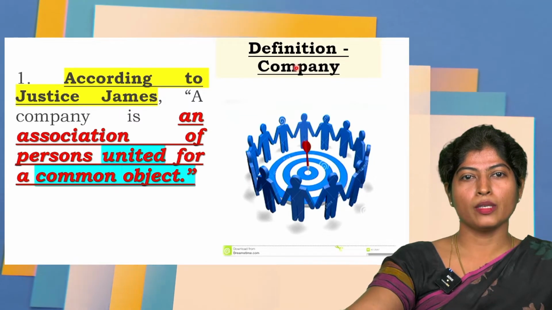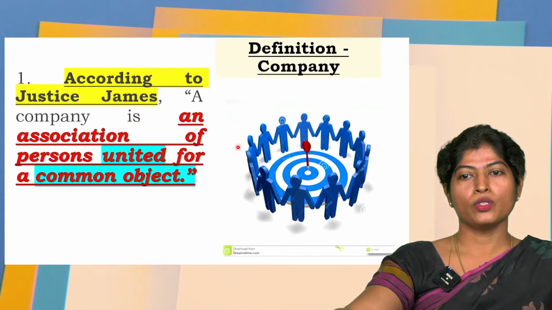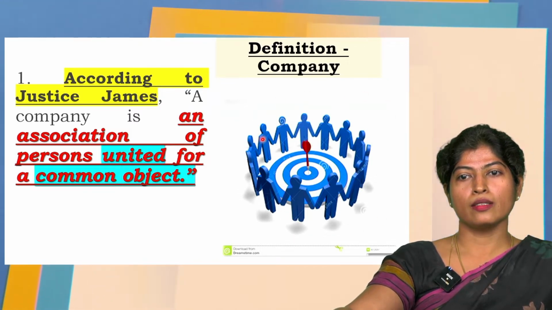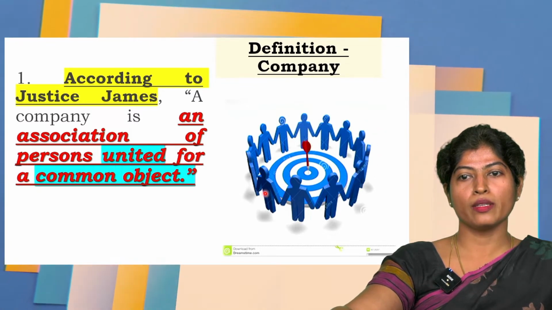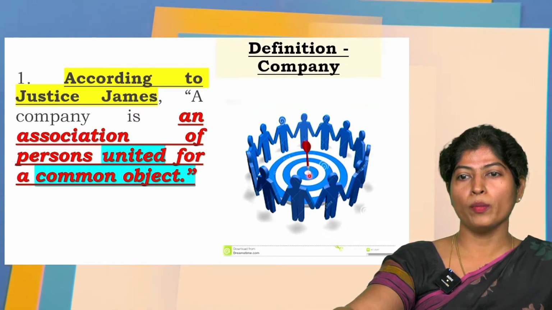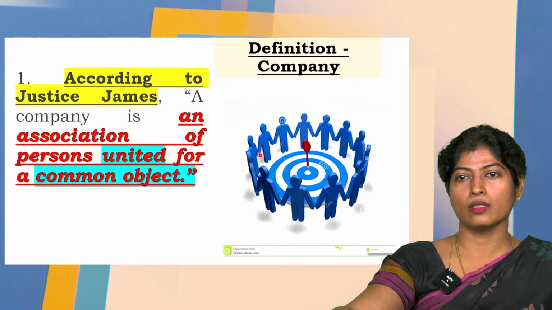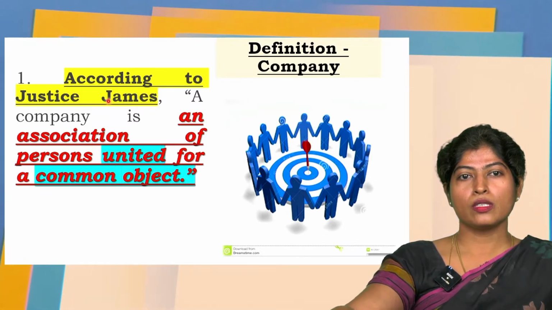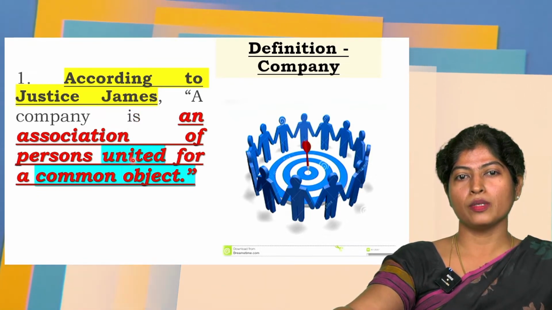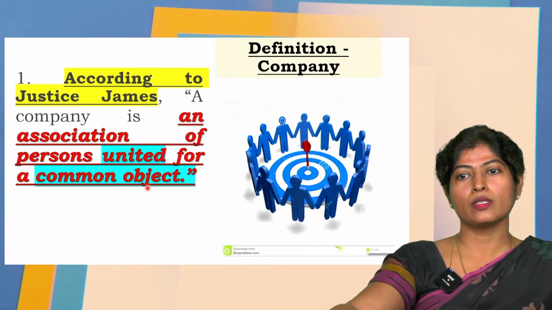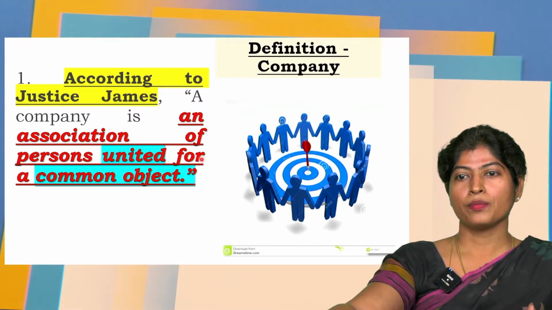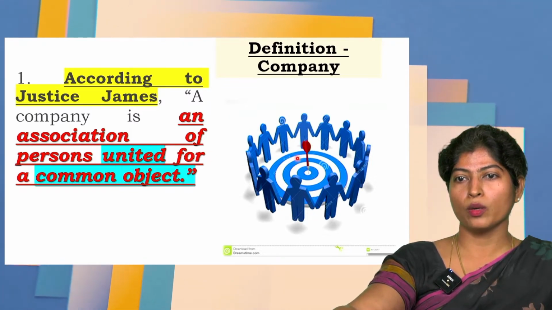Coming to the definition of the company. Before going into the definition, I can explain the picture. These persons are joined together, holding each other around a main pivot. The important thing is the common object; they are going to work towards that. This definition is given according to Justice James: a company is an association of persons united for a common objective. For a common purpose, they are joined together.